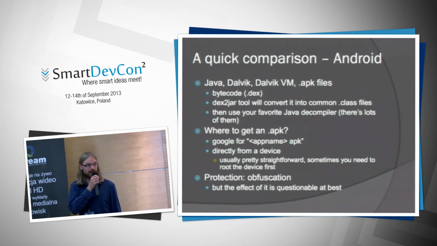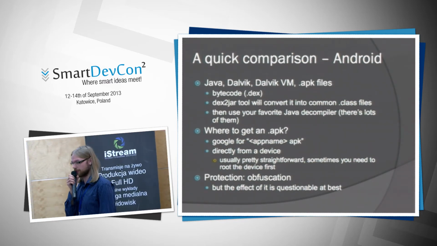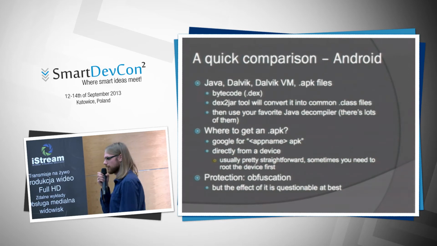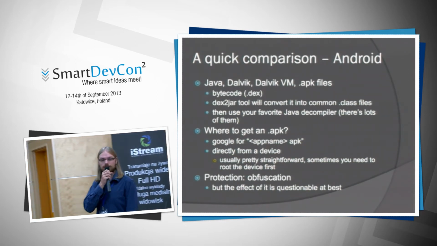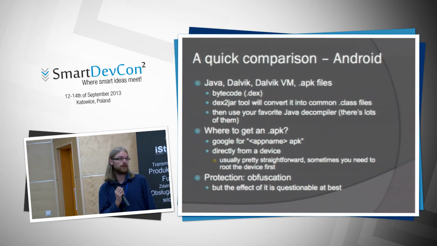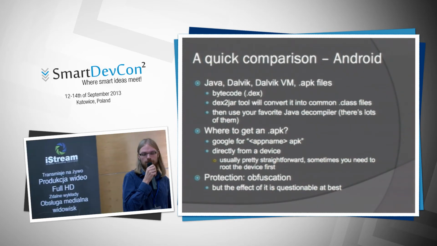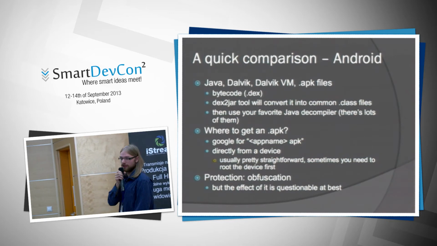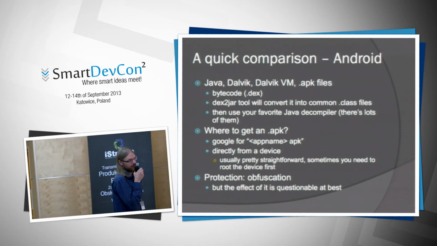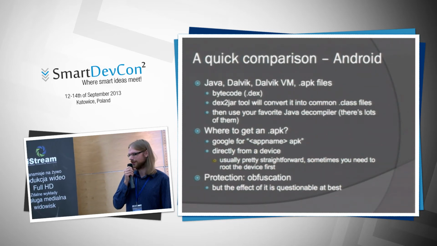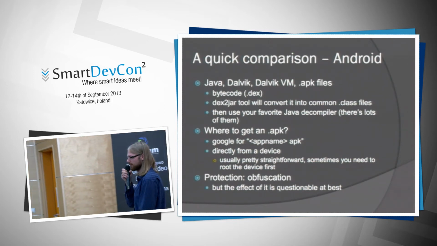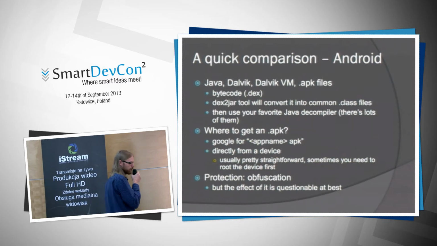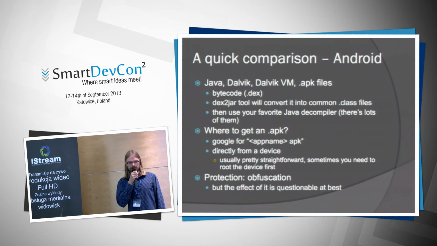How do you get an APK file on the internet or from the device? There is usually nothing that keeps you from extracting an APK file. It's usually not encrypted. It's usually very easy to extract it even without a rooted device. There is an effort to protect and to make the analysis harder, and it uses obfuscation, which at best is questionable, because what you lose is the names of classes and the names of methods, but you usually have a lot of clues in the analysis that you don't really need these.